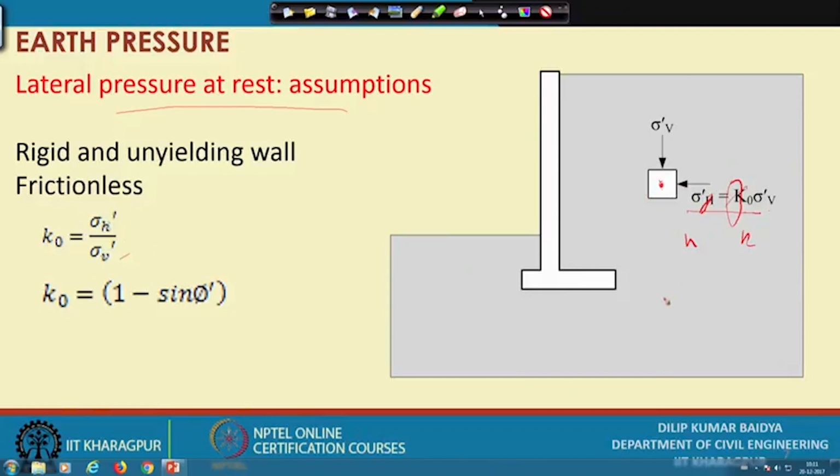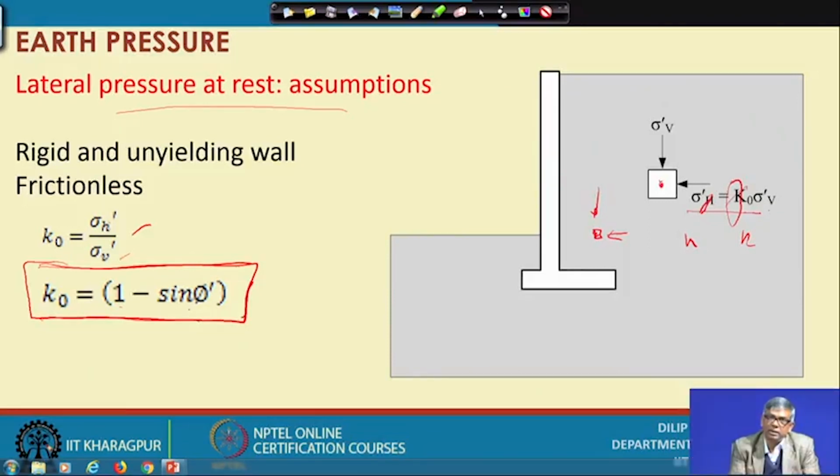So, at any point, suppose I consider one point here, I find out the vertical stress and the horizontal stress. The ratio of sigma h by sigma v is K naught. K naught can be derived, of course, but this is a well known formula. Generally we use K naught equal to 1 minus sin phi dash. If the soil has internal friction angle equal to phi, then 1 minus sin phi will be K naught. If you know this, then multiplying it with the pressure, one can get the earth pressure at rest condition on the wall.